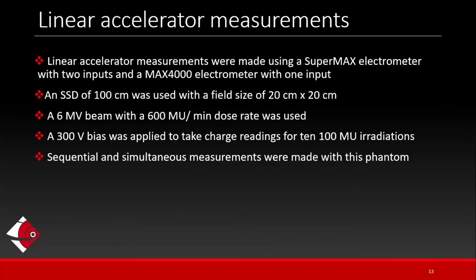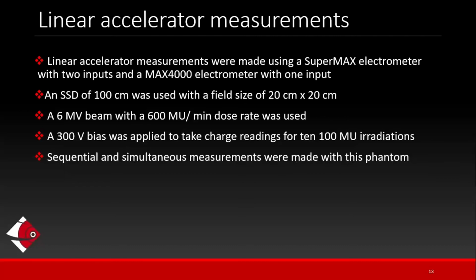The linear accelerator measurements were made using a supermax electrometer with 2 electrometer inputs and a max 4000 electrometer with 1 input. An SSD of 100 cm was used, and a field size of 20 cm by 20 cm was used. This larger field was chosen to ensure that the chambers were all within the flattest portion of the field and to eliminate any effects from penumbra. Similar results were also seen for 10 cm by 10 cm, but there was some more variability on the chambers at the outer edge.